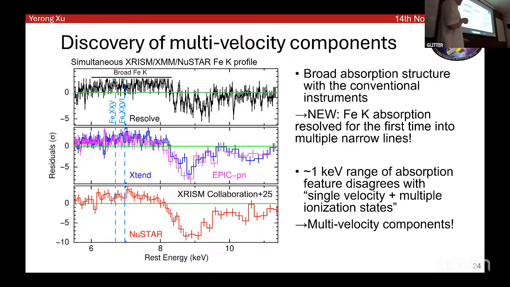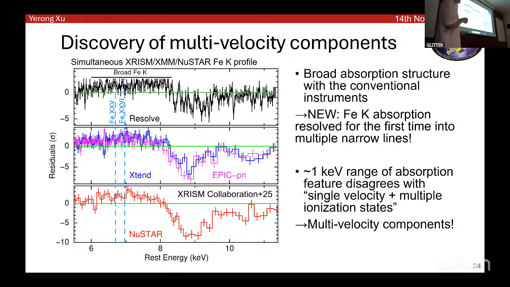and broad. But when we look at the absorption part, in the conventional instruments, which means in the lower two panels, the UFO absorption feature is very broad and smooth. But when we look at the resolved spectrum, the broad absorption feature was resolved for the first time into multiple narrow lines. And the dispersion of this absorption feature is too broad, so that we cannot use a single velocity component with different ionization states to explain this.